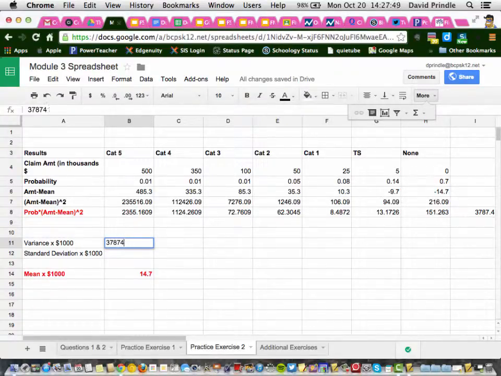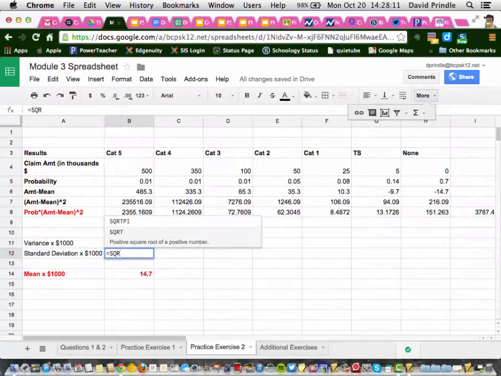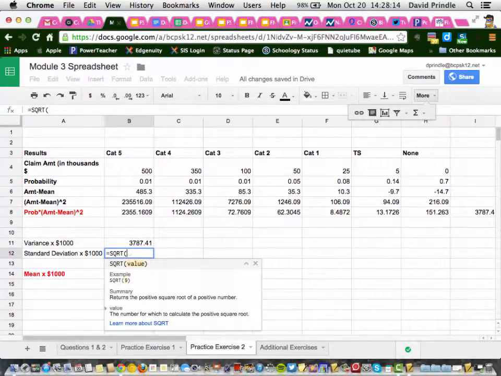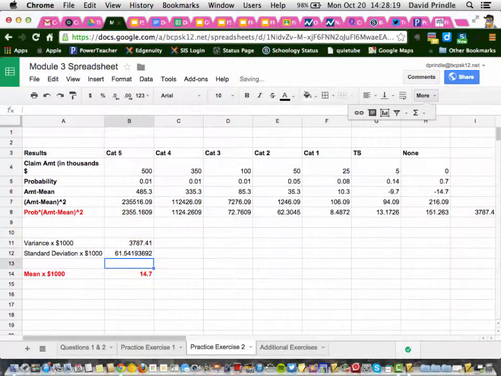All right, now what that means is the insurance claims can vary $387,000 back and forth. All right, then to get the standard deviation is just going equals, okay, hold on, square root, and do a parentheses of cell B11. And boom. So the standard deviation on any claim is $61,000. And let me do this.